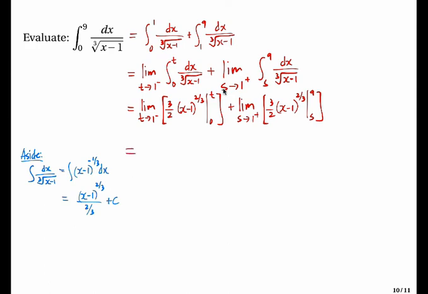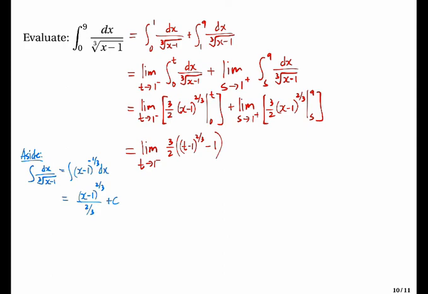So, at t, we just have 3 halves here, the limit as t approaches 1 from the left. We have 3 halves times, at t, you have t minus 1 raised to 2/3. And then at 0, we have negative 1 raised to 2/3. That's positive 1. Correct? You get the cube root of negative 1, that's negative 1. You square it, that's positive 1. So that's just positive 1, so minus 1.